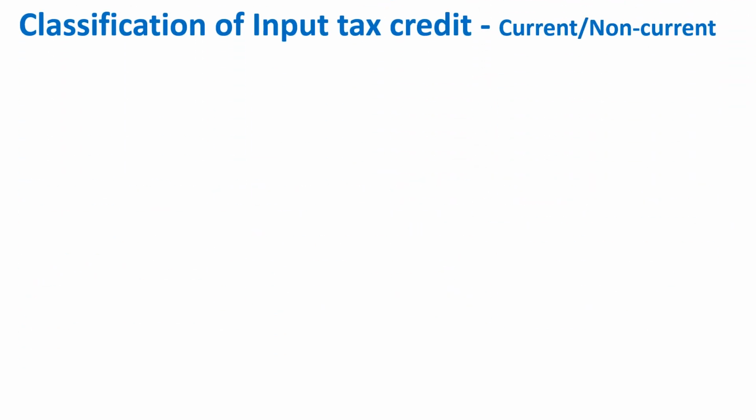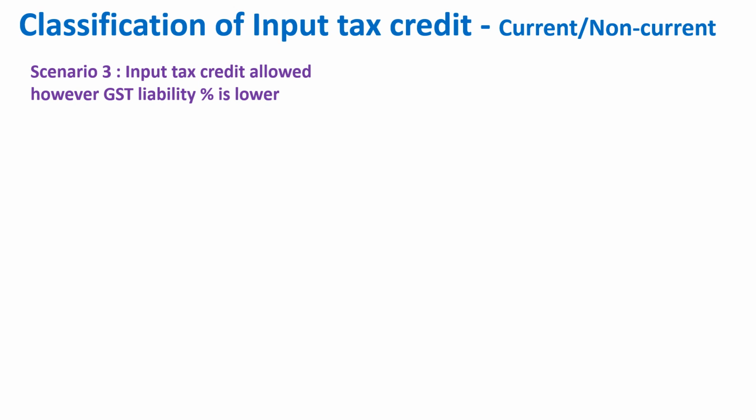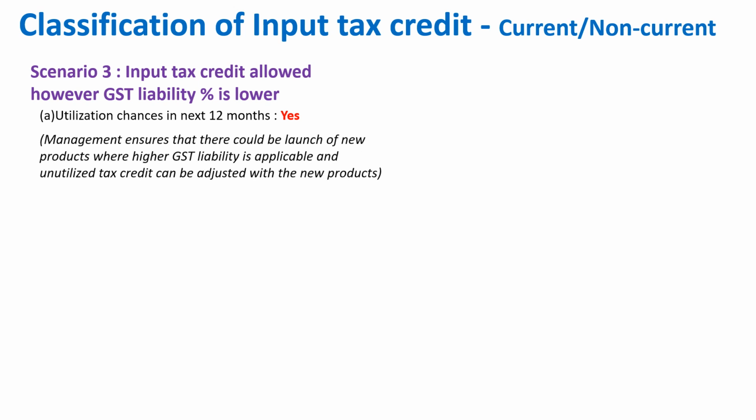Now let's try to understand, in scenario 3, how to classify the input tax credit, the 18,000 we have paid to the vendor, and how it will be classified into current and non-current. So we'll take a similar case: utilization chances in the next 12 months. The probability is yes. That means management ensures that there could be a launch of new products where a higher GST liability is applicable and the unutilized tax credit can be adjusted with a new product. Because the current existing product only considers 5% as GST.